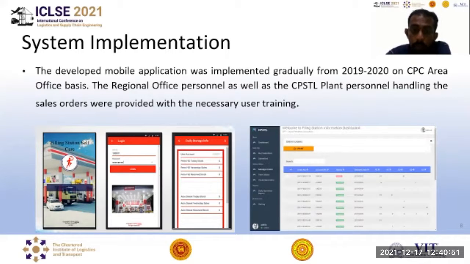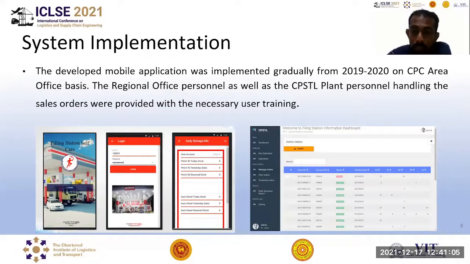We have come up with the mobile application for all the CPC dealers or CPC filling stations in the country. They have done this in a strategic way. We have not gone for island-wide implementation immediately. We have gone with the regional offices, say 10 filling stations at a time. We have given them the mobile application, we have trained them, and then we have asked them to enter the stock levels at their filling stations.